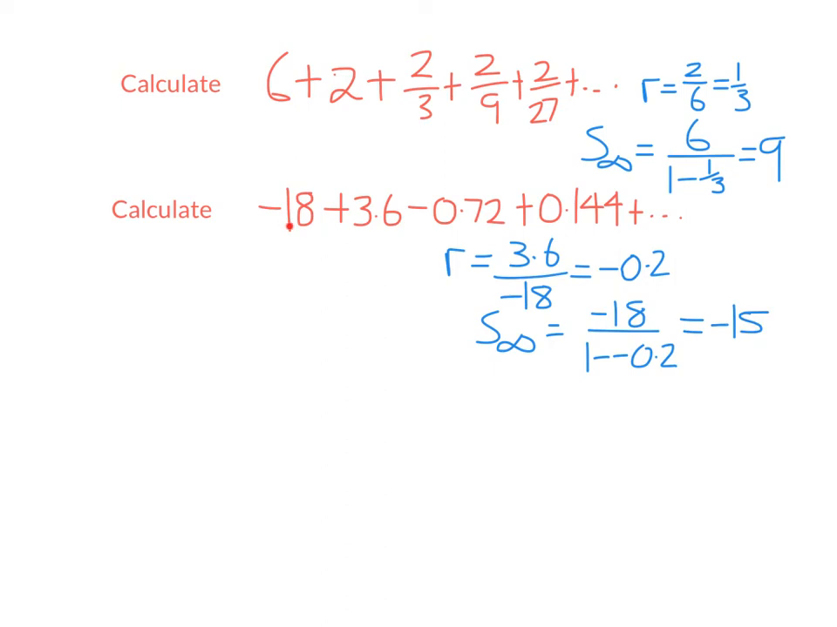So what will happen here? First term minus 18. Add that, you get minus 14.4. Then you get minus 15.12. And then adding that, you get a little less than minus 15. You keep adding terms over and over again. Doing that infinitely many times, the sum will approach minus 15.